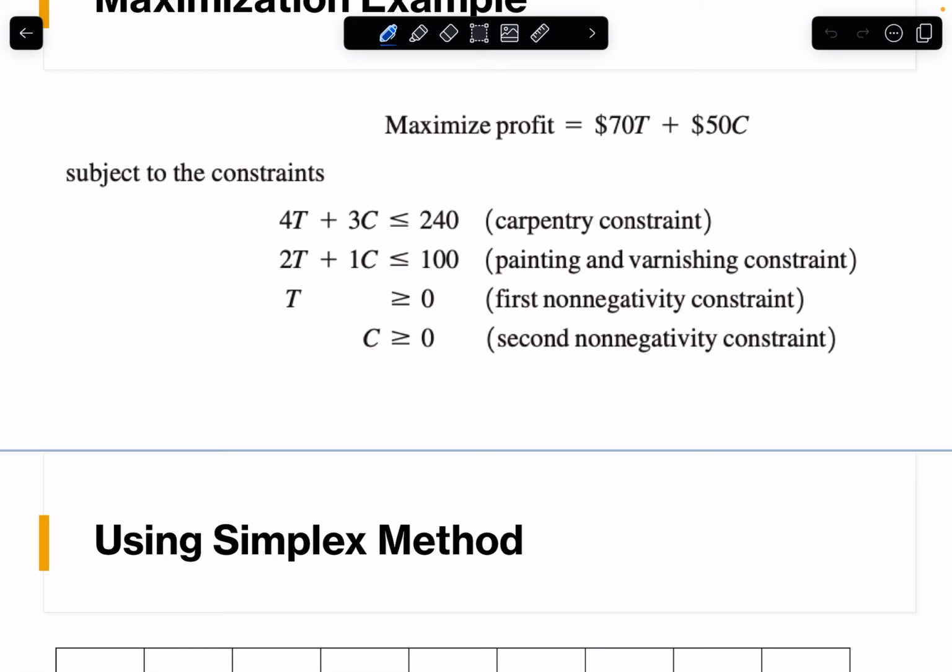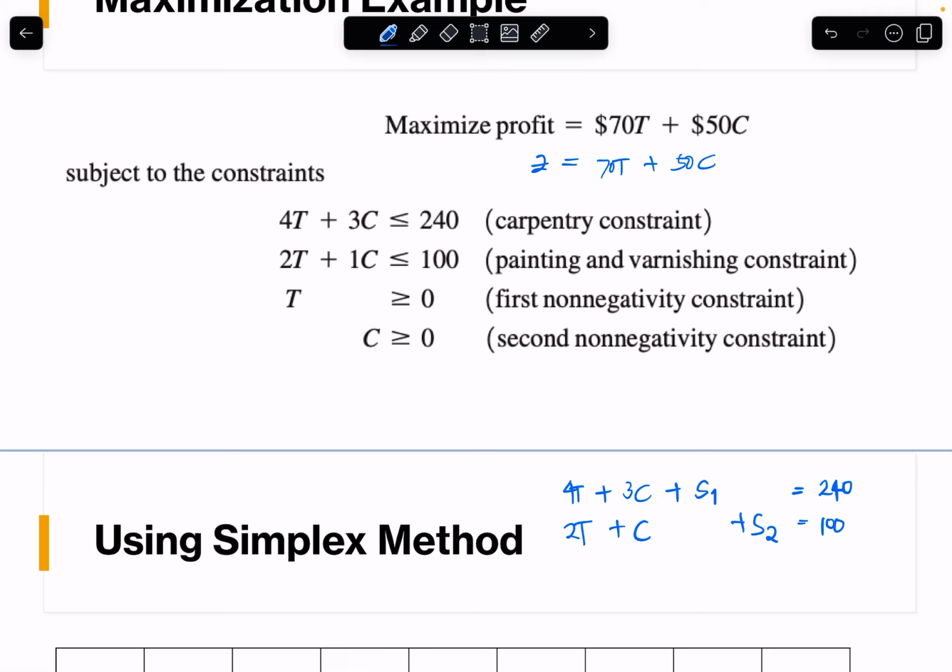So in this case, for the first constraint, which is the carpentry constraint, we have 4T plus 3C, and then plus S1 as the slack variable for the first constraint, and that will be equal to 240. And then we have 2T plus C plus S2, and that would be equal to 100. And then for our profit, Z is equal to 70T plus 50C.